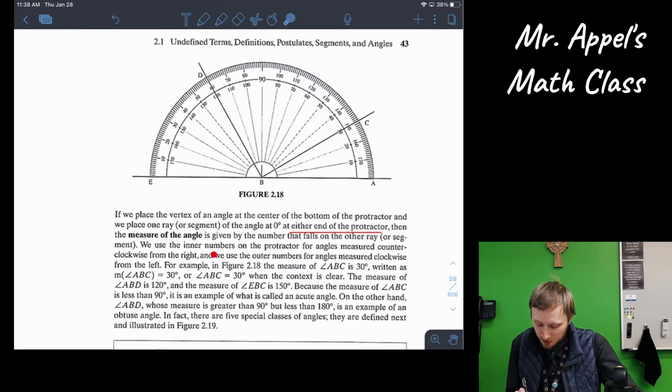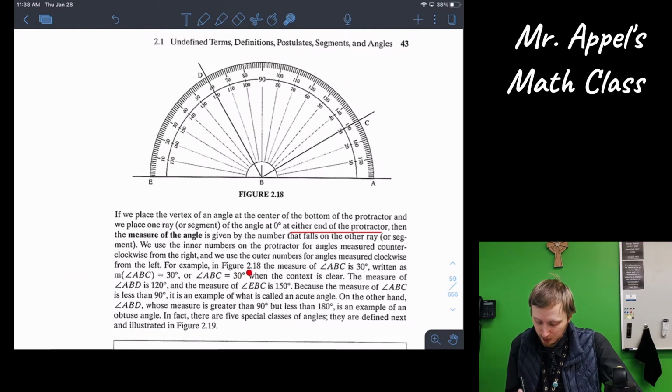We use the inner numbers on the protractor for angles measured counterclockwise from the right, and we use the outer numbers for angles measured clockwise from the left. Okay? So it depends on where your angle is located. You can use either side, depending on which side lines up with and is most convenient to use.